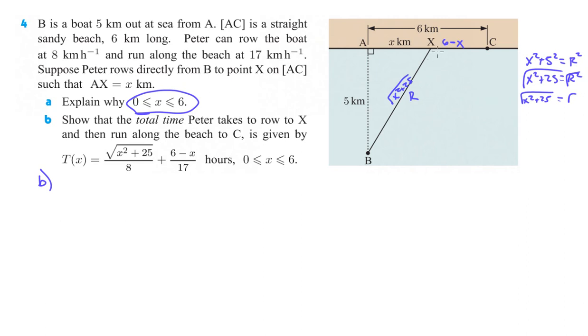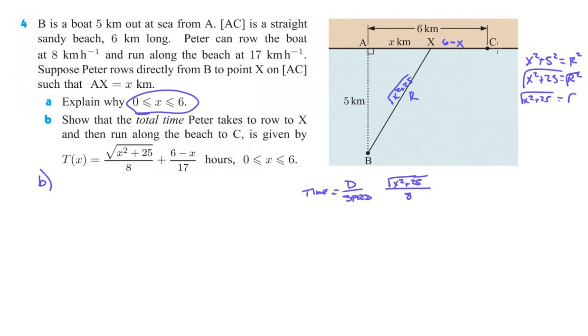So what we need is this r distance and this 6 minus x distance. We know that distance divided by speed is the time taken. So the time it takes to go from B to X is our distance, the square root of x squared plus 25, divided by the speed. He's able to row at 8 kilometers an hour, so we divide by 8.